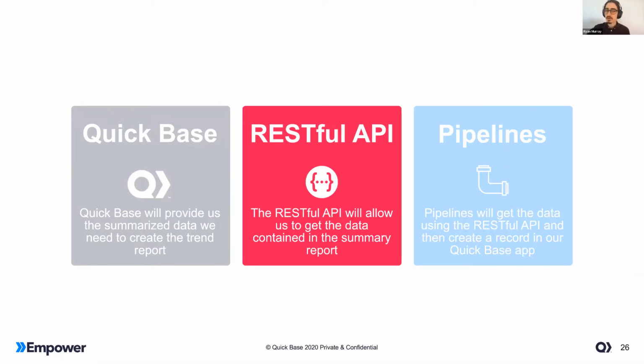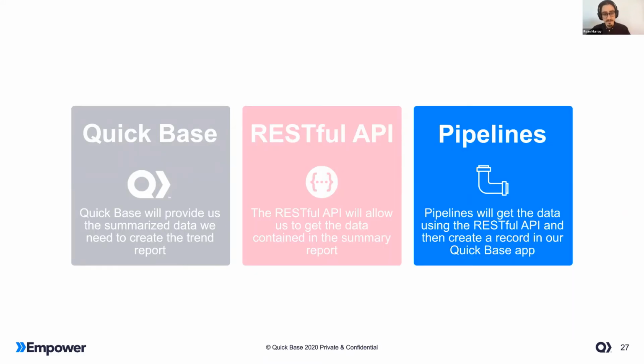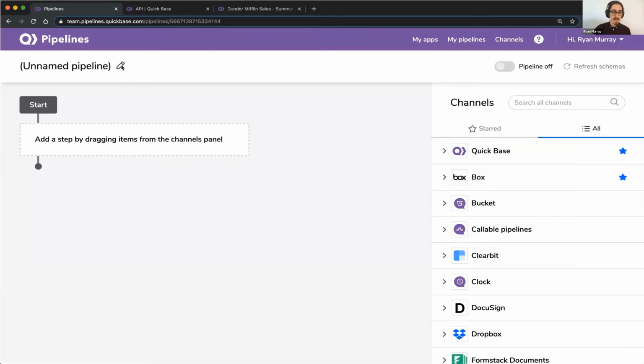And now let's talk about how we're going to tie all of this together with pipelines. So I have gone ahead and started creating a pipeline already. We're going to go ahead and name this the Opportunity Trend Pipeline. And we're going to add our first step.